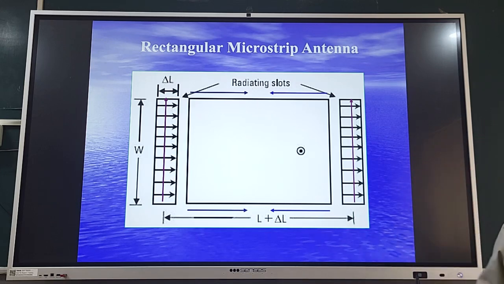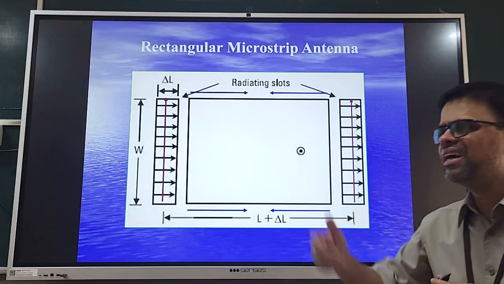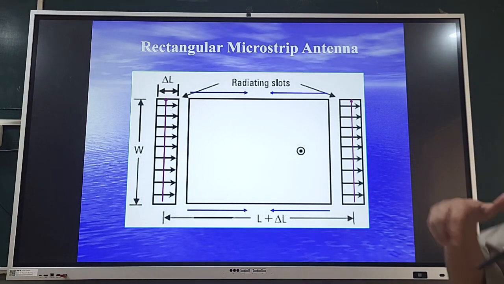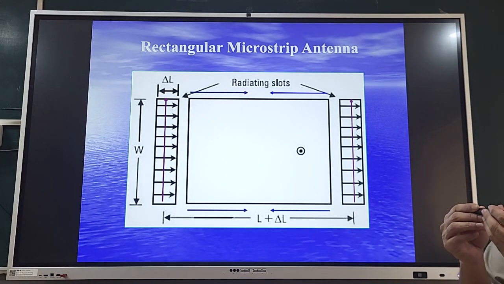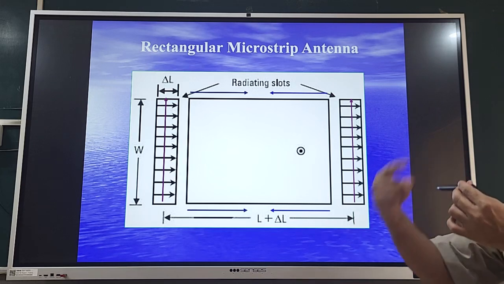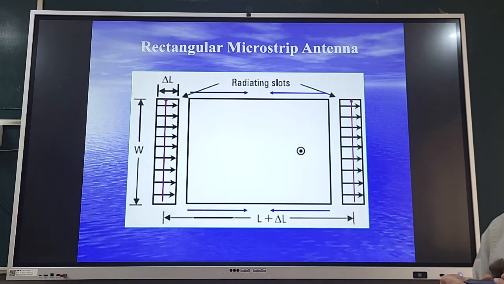The E plane and H plane are always orthogonal, because consider the case of a current carrying wire. If current is going through the wire, the current direction is along the length of the wire. How are the magnetic fields there? They are concentric. So they are always orthogonal.